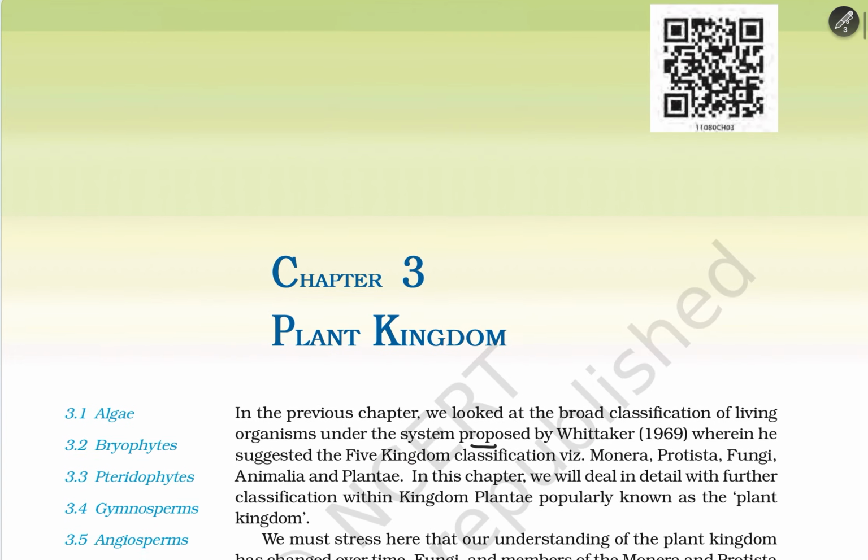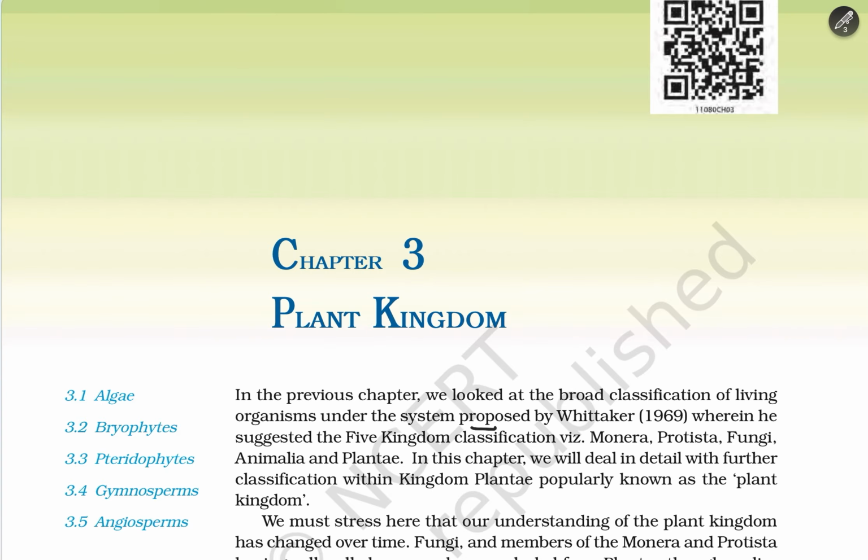Let's begin the chapter Plant Kingdom. In the previous chapter, we looked at a broad classification of living organisms under the system proposed by Whittaker in 1969, wherein he suggested a five kingdom classification: Monera, Protista, Fungi, Animalia, Plantae. In this chapter, we are dealing with a further classification within the kingdom Plantae, popularly known as the plant kingdom.